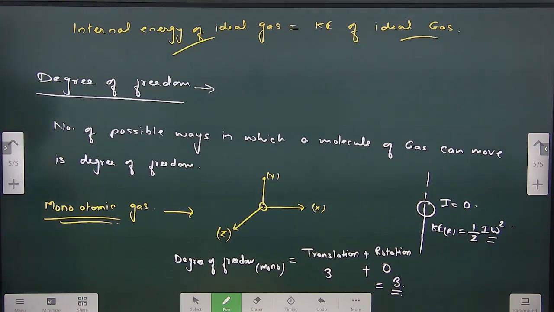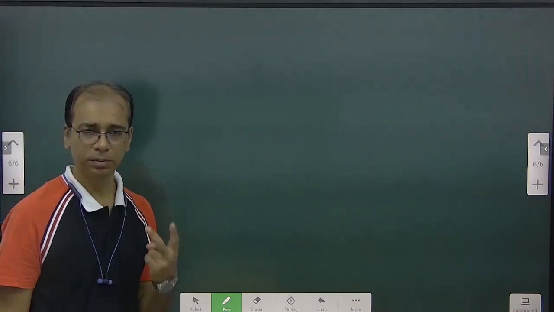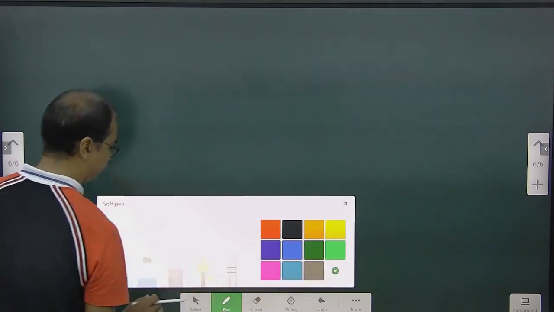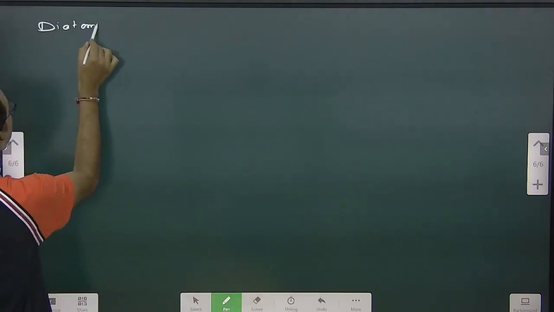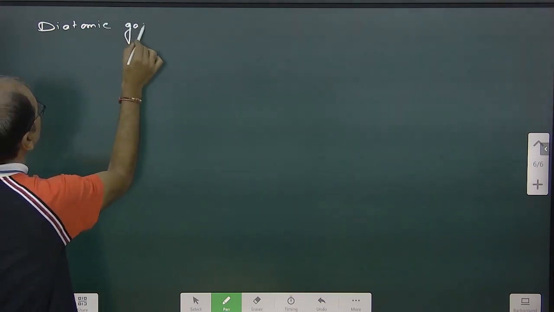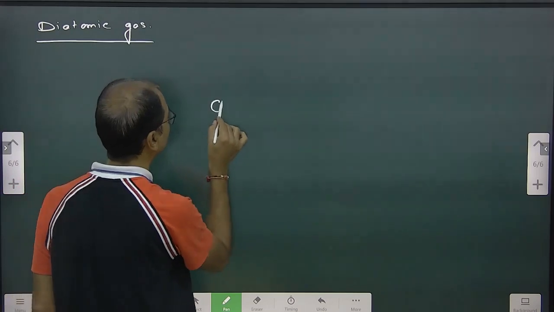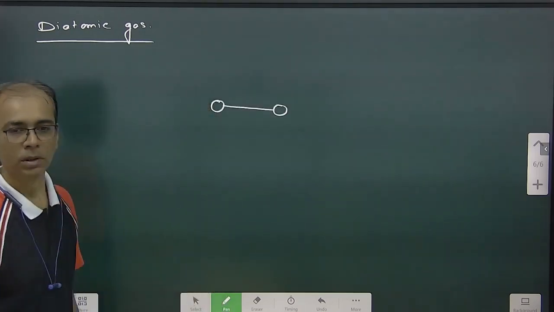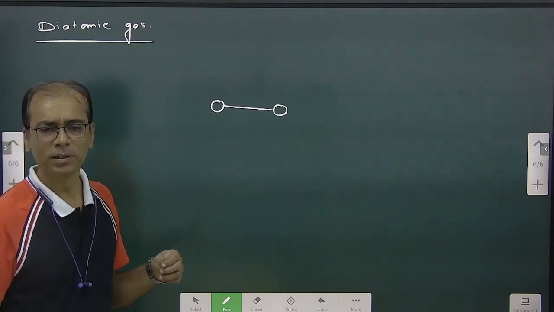Okay. Let's go to diatomic gas then. Diatomic gas means what? Two atoms. Okay, so when we have two atoms, make it like this. Okay, two atoms. Giving heat to them. Which direction can they move? They can move along X, Y, and Z. What is the problem in that?